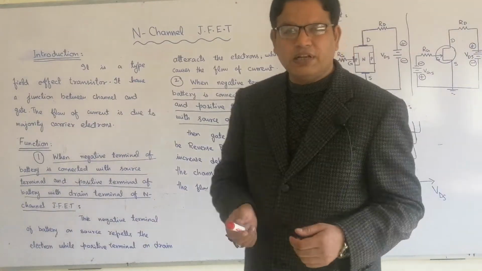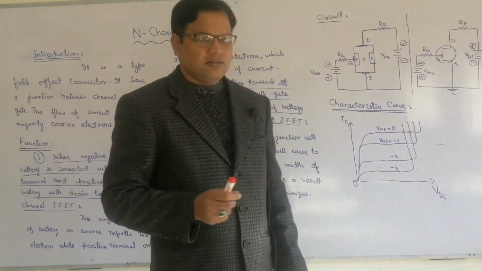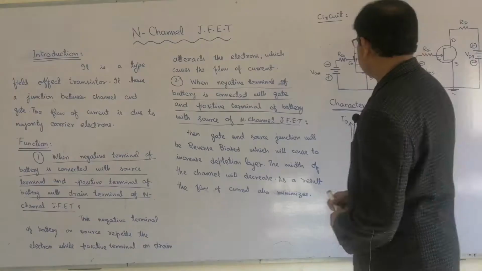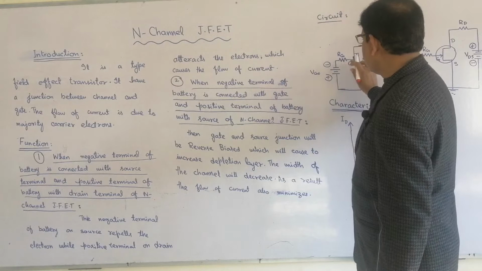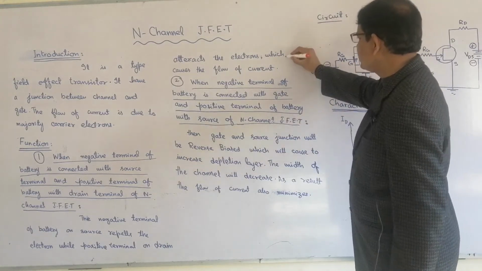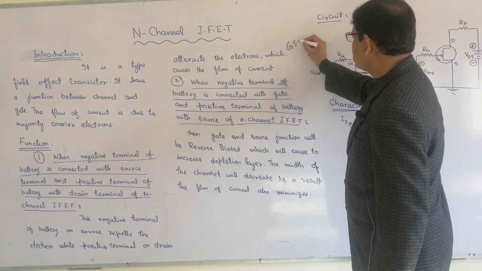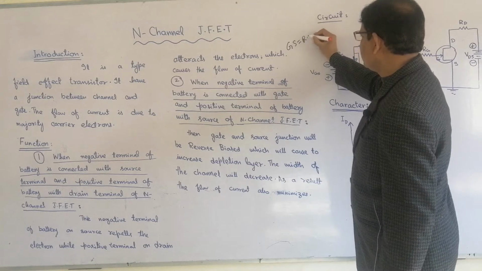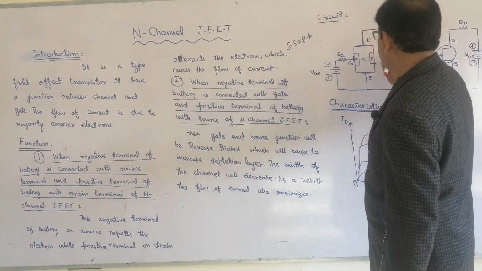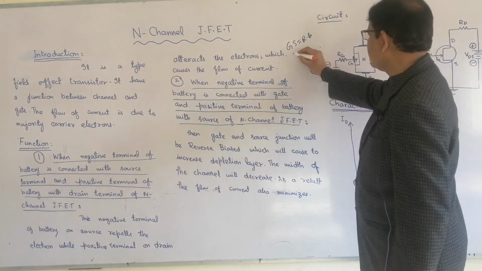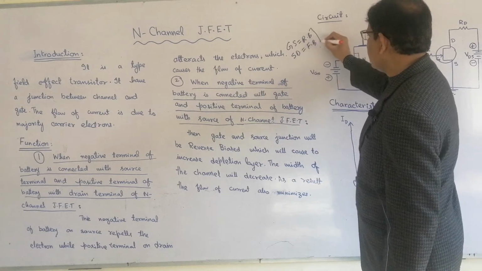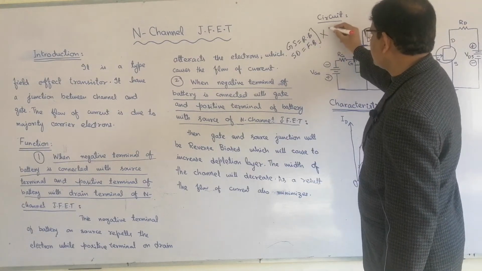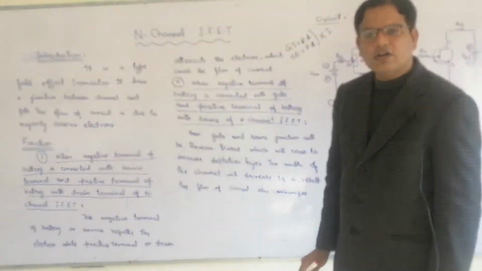This is a simple lecture. Here you have seen what I want to tell you: in this condition, gate and source are reverse biased, while source and drain are forward biased. As a result, no current will flow through it.